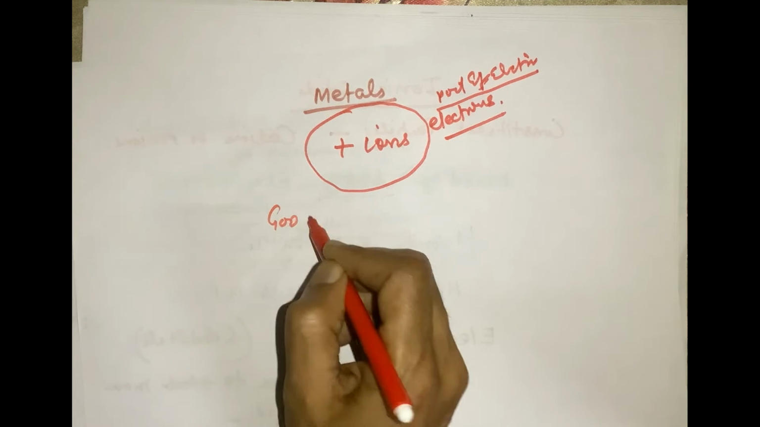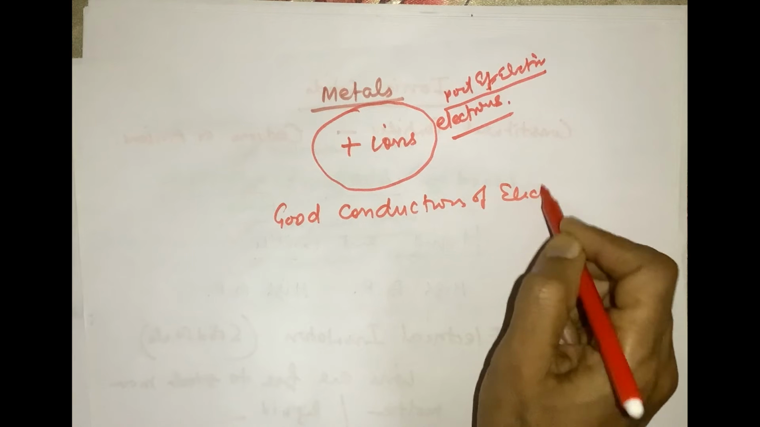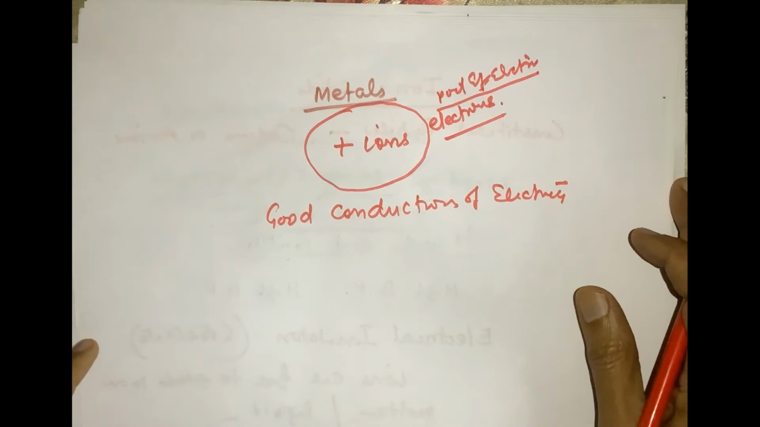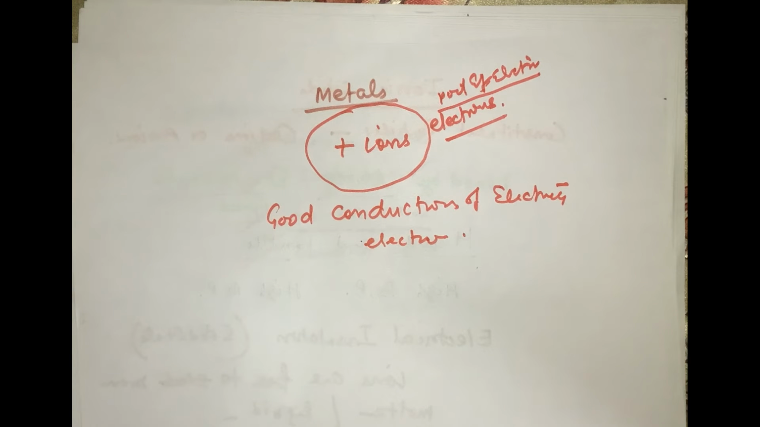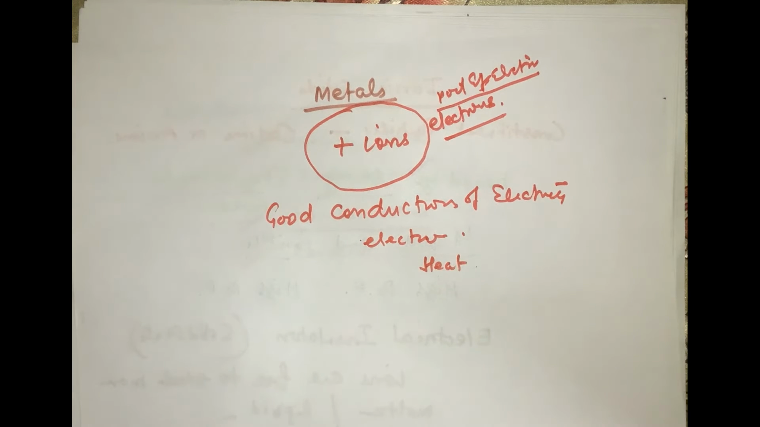They are good conductors of electricity. Why? Because the electrons are free to move. Hence they are good conductors of electricity and good conductors of heat. When one end of the metal is heated, the heat is passed through the metal through the movement of electrons. So they are also good thermal conductors.